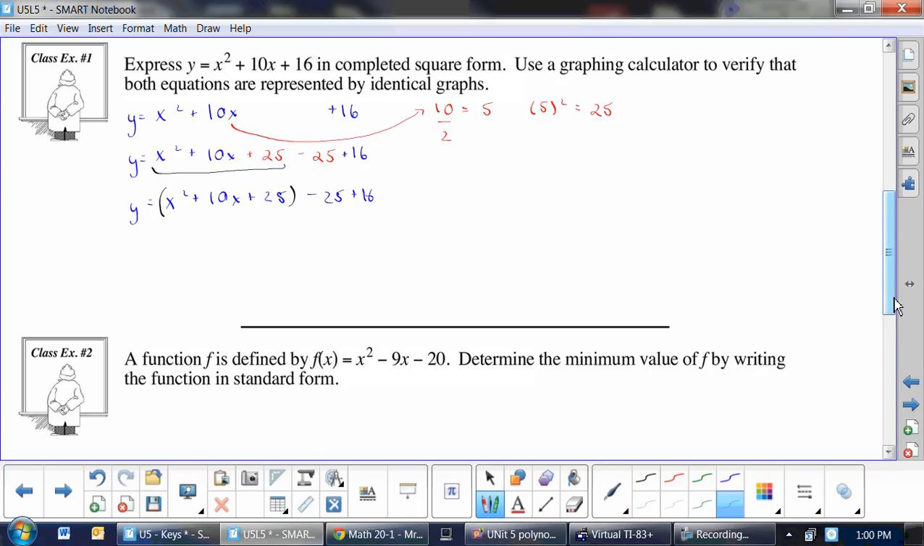Okay? So if I was to write the perfect square in factored form, x squared plus 10x plus 25, can I have someone put up their hand and let me know what that would be? Yep, Kelsey? Got it. x plus 5 squared. And then we get minus 25 plus 16. Yes, Josh?